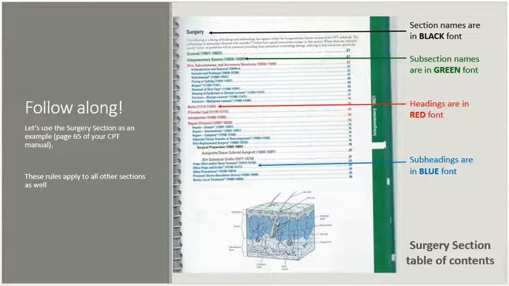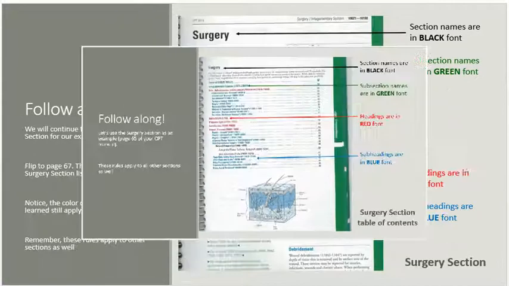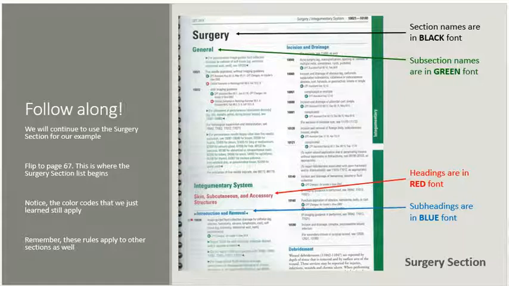Subheadings are indicated in blue font. You'll see that we have quite a bit of subheadings in the surgery section on this page. So again, this is our surgery section table of contents. So now you're familiar with how the names of the section, subsection, heading, and subheadings look in the table of contents. You can go ahead and flip the page to the surgery section codes.